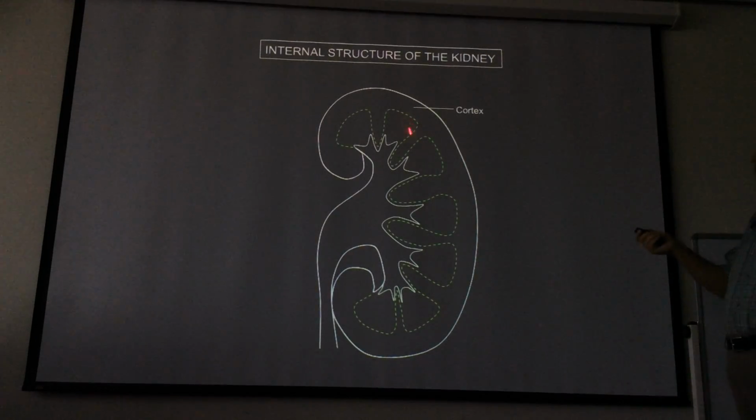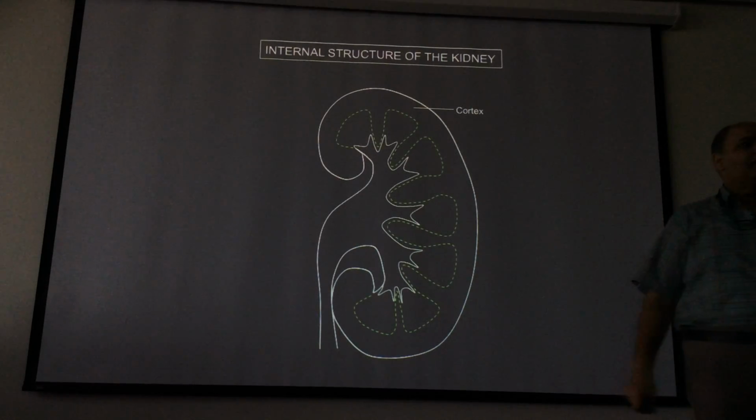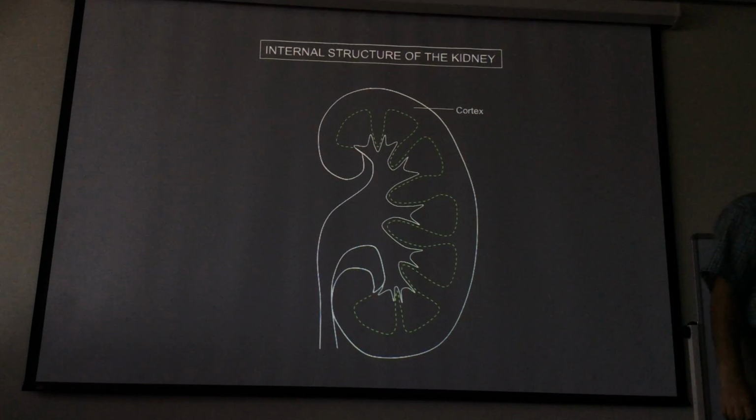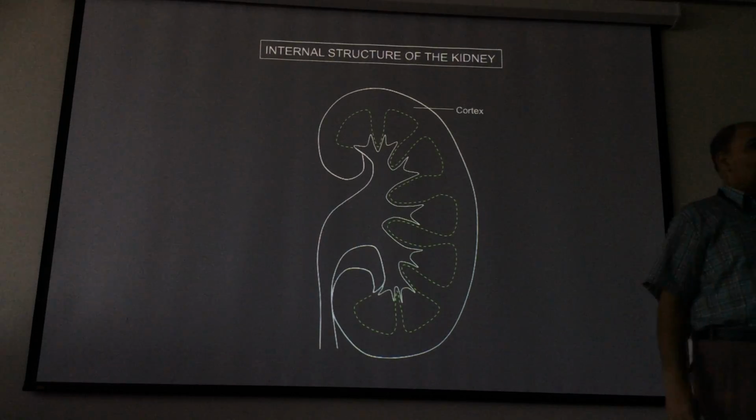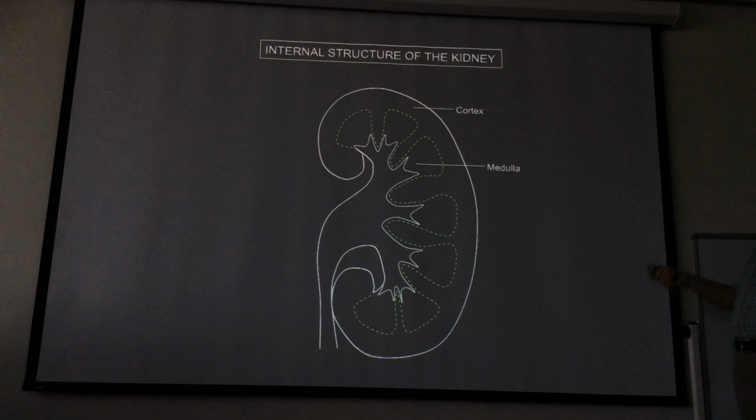Now, what are these? So this part is known as the cortex, and cortical thickness is very important for the well-being of a kidney. And we are blessed with a pair of kidneys. Now this part is known as the medulla.